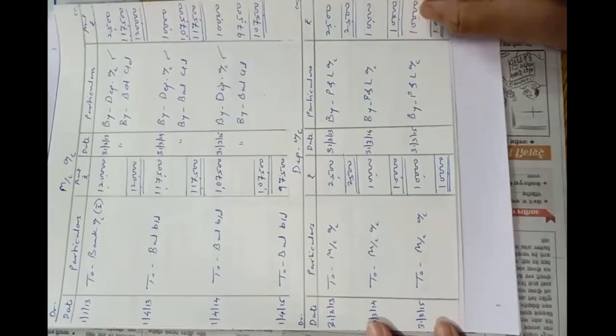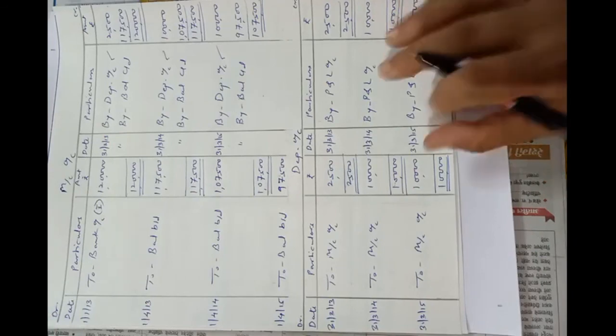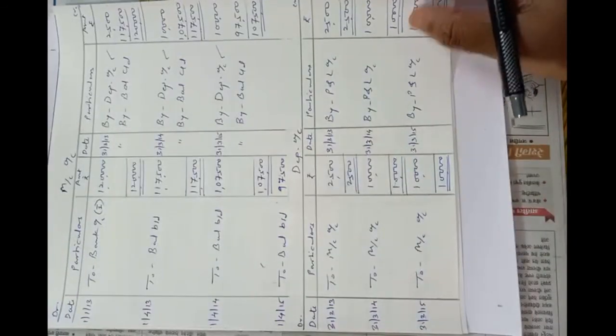Okay, in this way we have to prepare machinery and depreciation account, and now you have to pass the journal entries on your own for this problem. So pass the journal entries, and if there is any doubt you can ask. Okay, that's all.